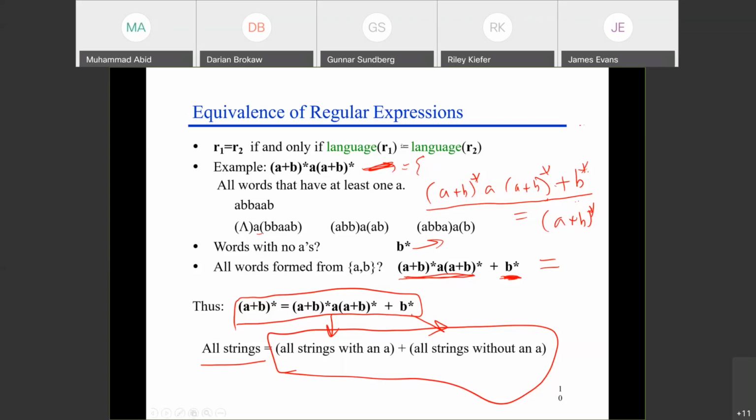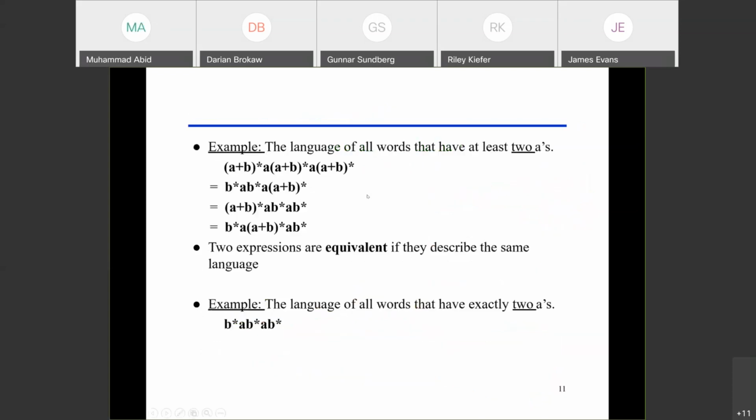Question? Okay. Now we are saying the language of all words that have at least two A's. So now you need to understand this thing. The language of all words which have at least two A's. It does not say two consecutive A's. It does not say start with A and end with A. Simple. Language of all words that have at least two A's.